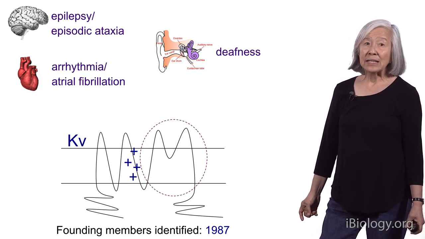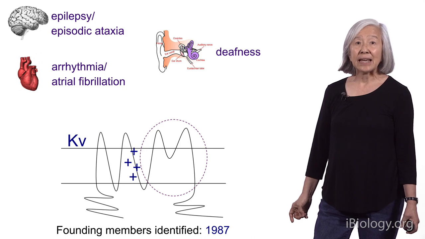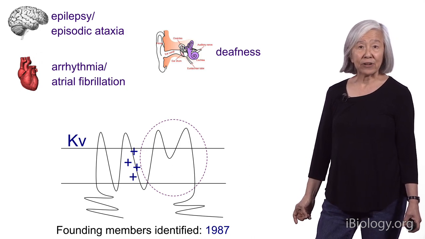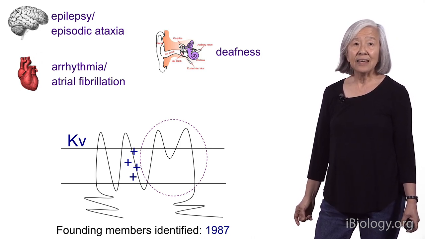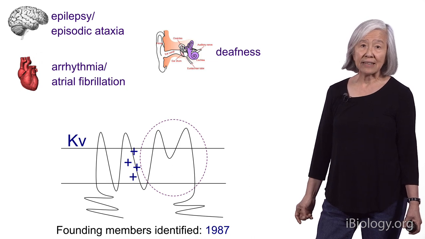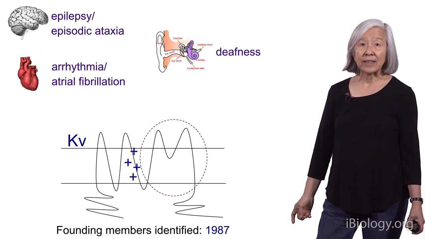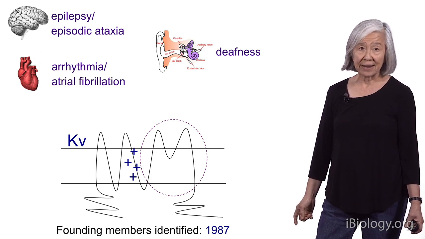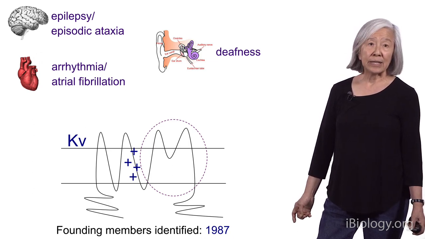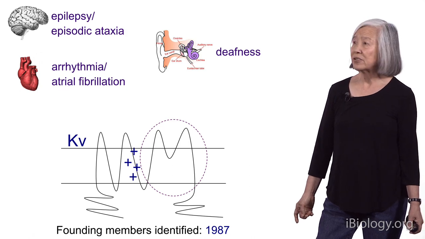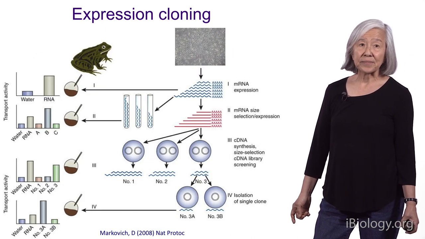At the time, we already knew there are other types of potassium channels that are important for controlling heart rate or release of insulin. But it was not possible to use voltage-gated potassium channels as probe to isolate those channels. So it was necessary to try a different approach, expression cloning.